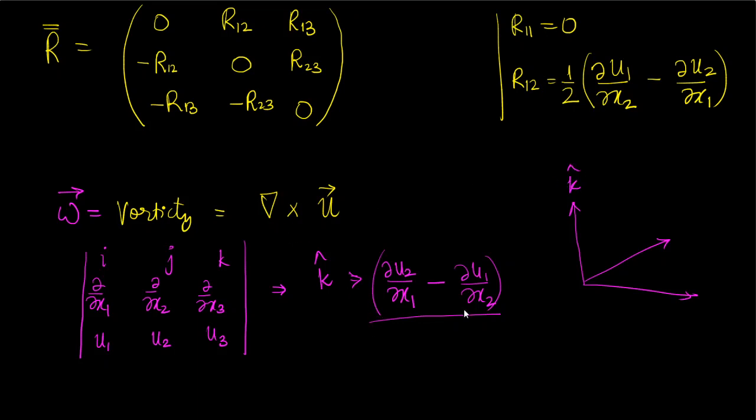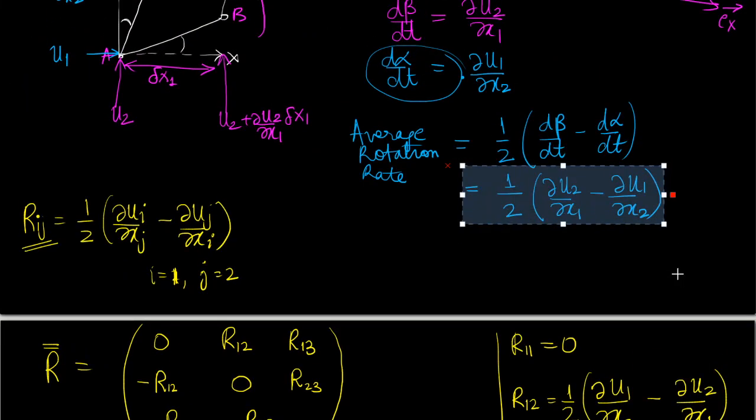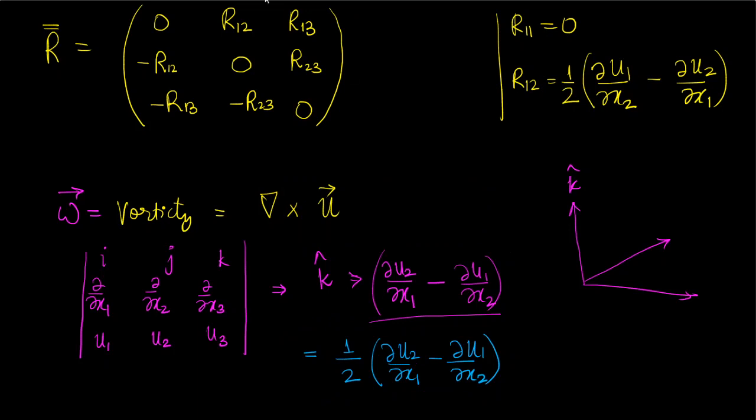So the k component is this, and if we compare this to the average rotation rate that we had just found out, let me copy it from here. Was this. So the vorticity is twice the average rotation rate. And it is all a matter of convention. Don't worry too much about the factor 2 and all that. But now, how can we write the vorticity?